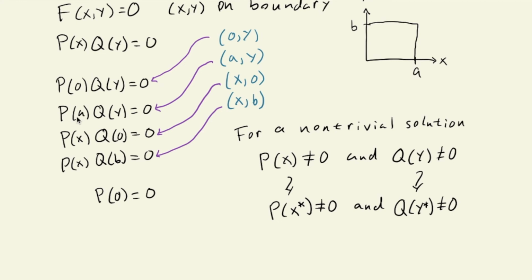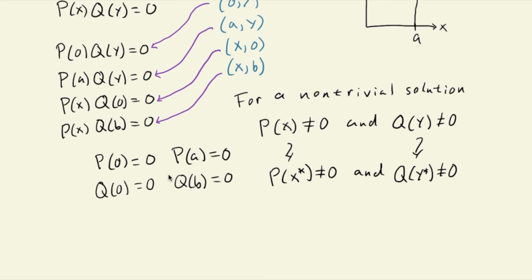On the second equation again, you know that p(a) times q(y) is equal to 0 for all choices of y. But I know that there's a choice that makes q of y not 0, right? The choice y equals y star. So p(a) q(y star) is equal to 0. I know that q(y star) is not 0, so p(a) must be equal to 0. Here you see that p(x) times q(0) is equal to 0 for all choices of x. If I choose the x star that I know makes this value not equal to 0, it must be true then that q of 0 is equal to 0. And lastly, q of b has to be equal to 0, same argument.